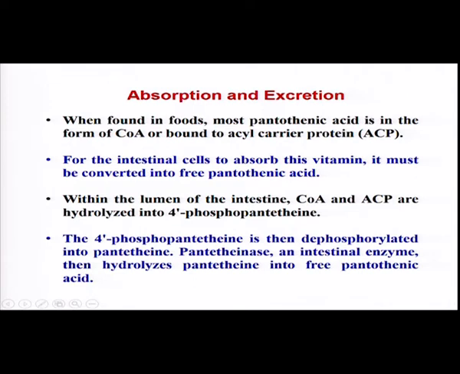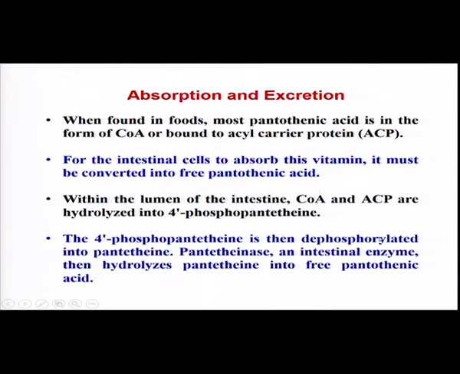Most of the foods we take do not contain pantothenic acid in its free form. They are normally bound with coenzyme or with one more protein, what we call acyl carrier protein. So, it is coupled with acyl carrier protein or bound along with coenzyme. Before you could make this vitamin available for absorption, there are some changes happening in the gastrointestinal tract. The vitamin has to be released as free pantothenic acid, so in the lumen you have this particular change happening.